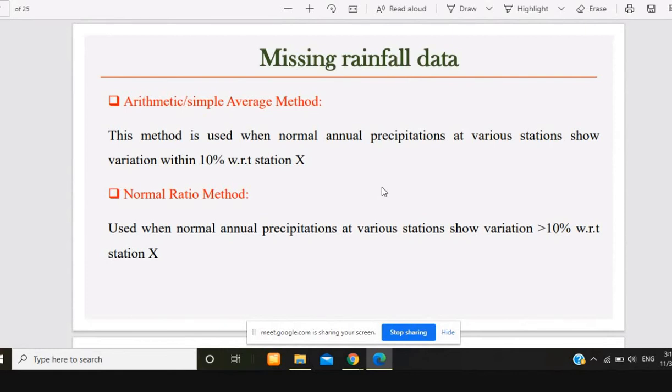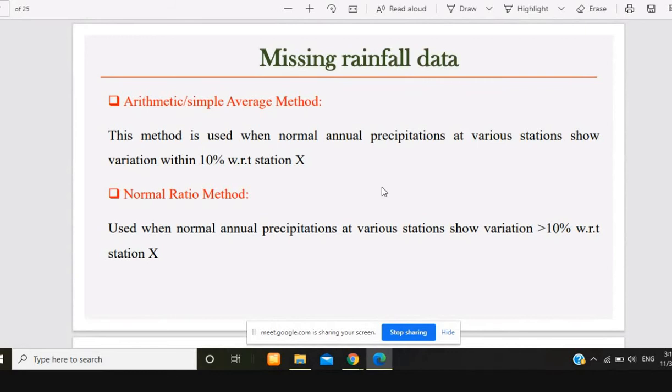So to find out that missing data, we have two methods: arithmetic or the simple average method and the normal ratio method. So this arithmetic or simple average method is used when the normal annual precipitation. Normal annual precipitation means it is a precipitation data for a 30-year period, whether it is considering a particular date or a particular year or a particular week. The data of a 30-year period represents a normal annual precipitation.